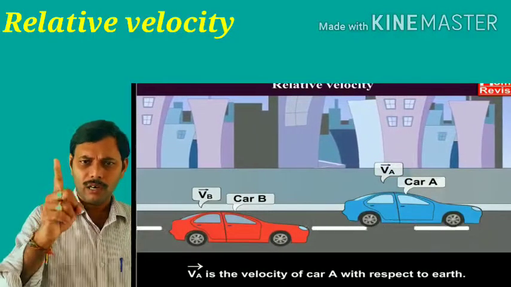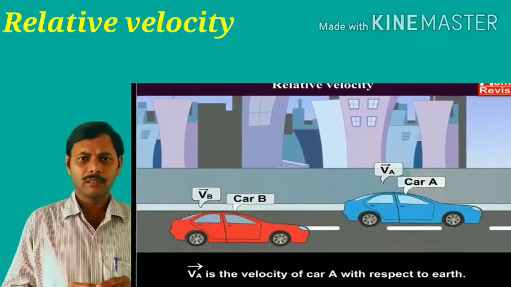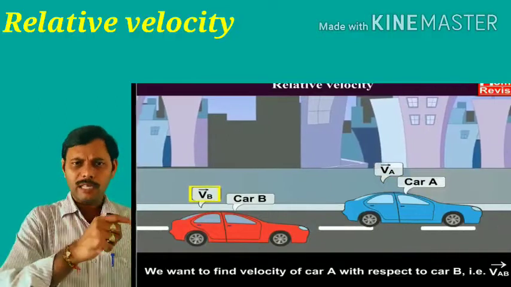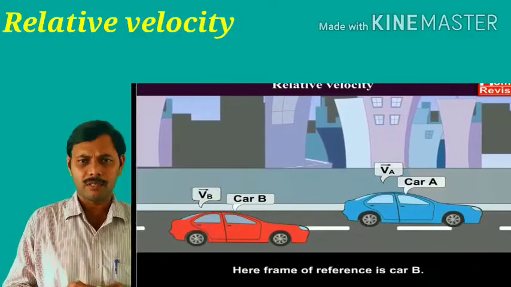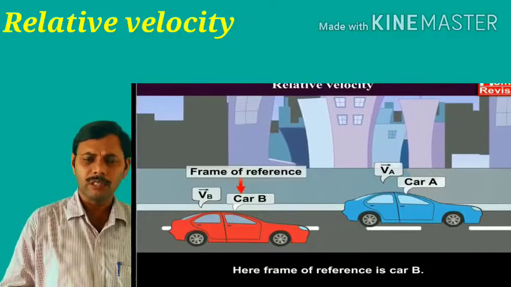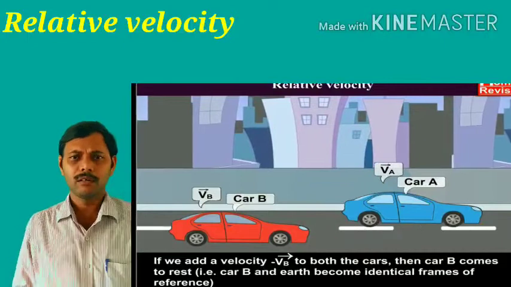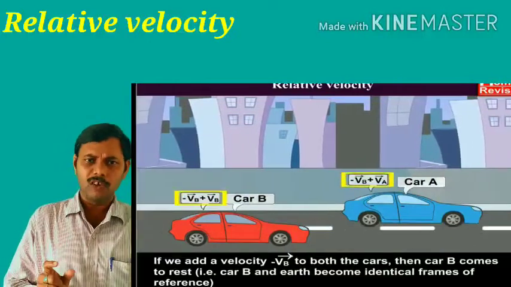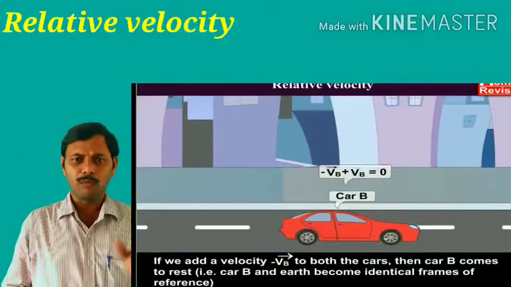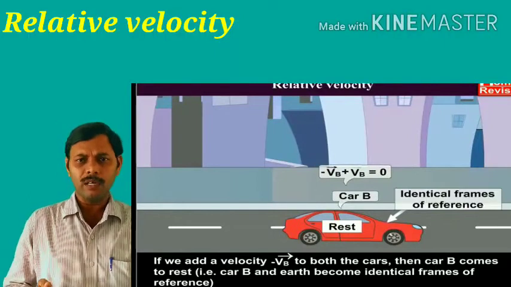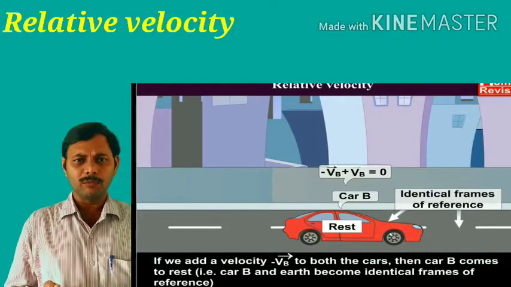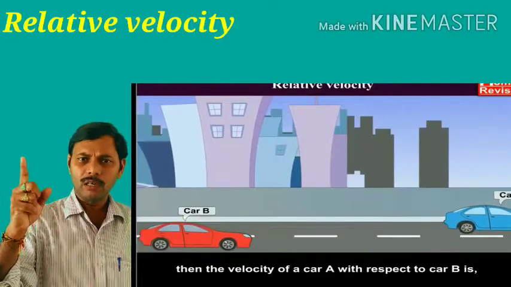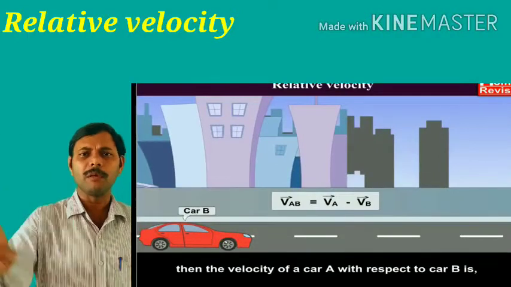Then the relative velocity of car A with respect to B. To find the relative velocity of car A with respect to B, we have to consider car B as the frame of reference. By considering car B as the frame of reference, we have to find the velocity of car A. For this, add minus VB bar to both the velocity of B and the velocity of A. Add minus VB bar to the velocity of B, then the velocity of car B becomes VB bar minus VB bar, that is 0. Velocity of car A becomes VA bar minus VB bar.